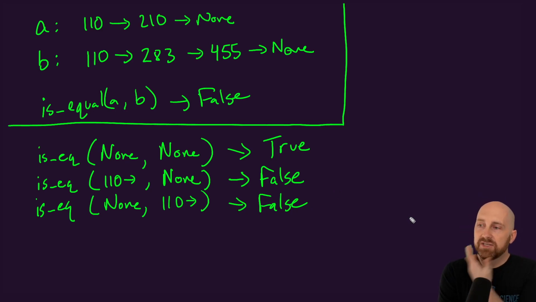All right, well, is there any other case where we know just by looking at one node of each list, without recursion, whether or not we're done? And yeah, there is one, right?